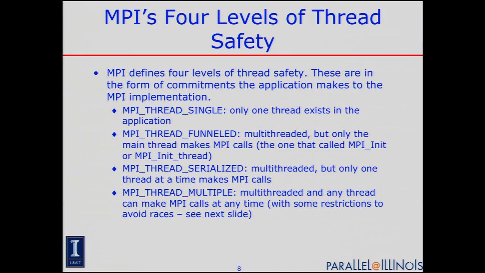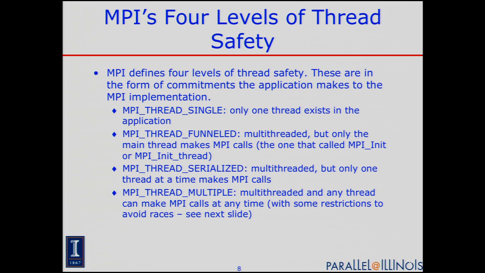MPI_THREAD_SINGLE is where there's one thread, and that's it, as far as the user can tell. MPI_THREAD_FUNNELED is the case where there are multiple threads, but only the main thread, the one that called MPI_Init_thread, is the only one that makes MPI calls. That's important because it means that there are no memory consistency issues for the MPI code, because it's always the same thread that's accessing anything that has to do with MPI.